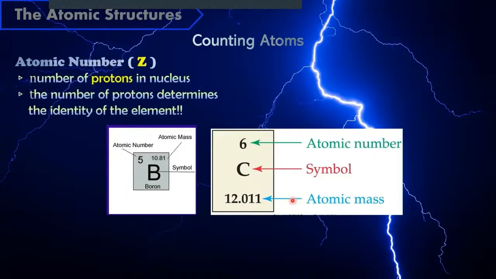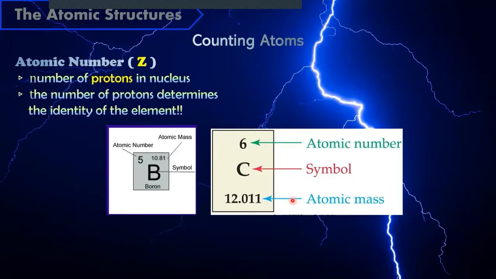Now, what is atomic number? Atomic number is denoted by capital letter Z. It is the number of protons in the nucleus. The number of protons determines how many electrons surround the nucleus, and it is the arrangement of these electrons that determines most of the chemical behavior of an element.